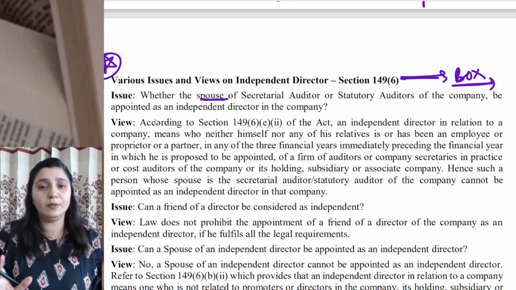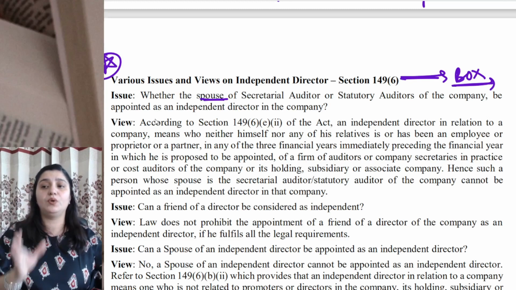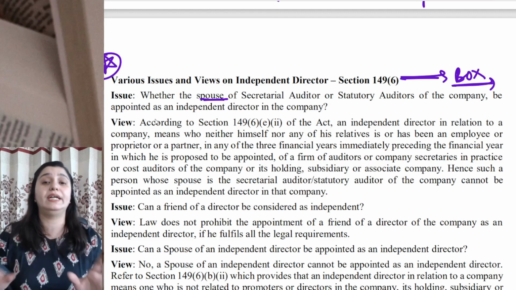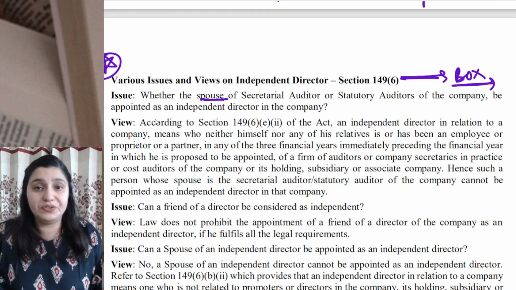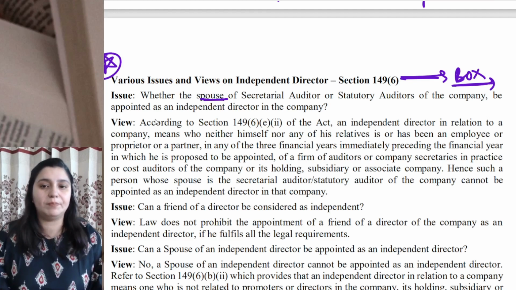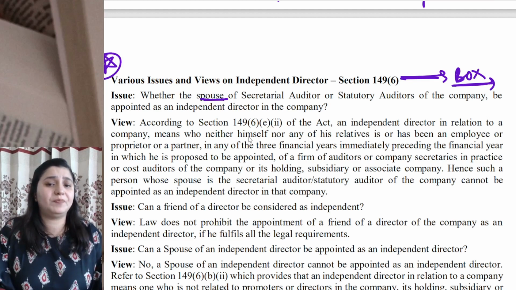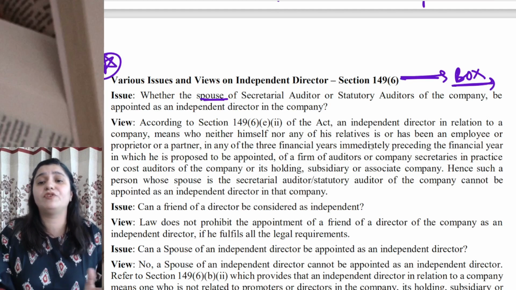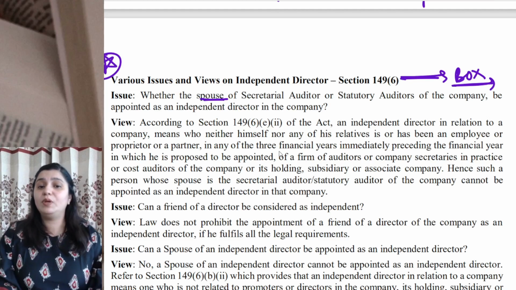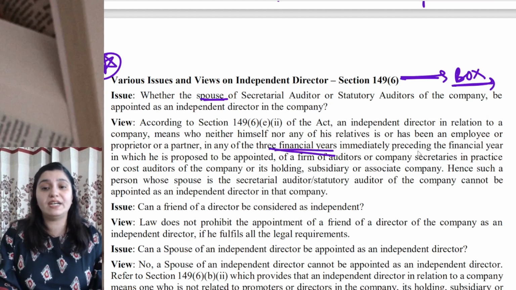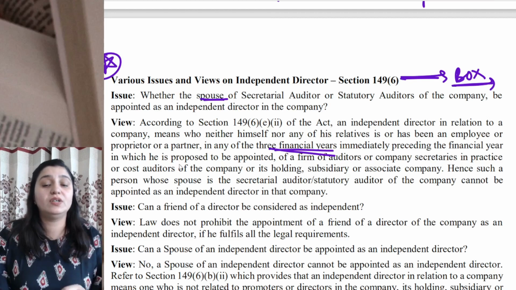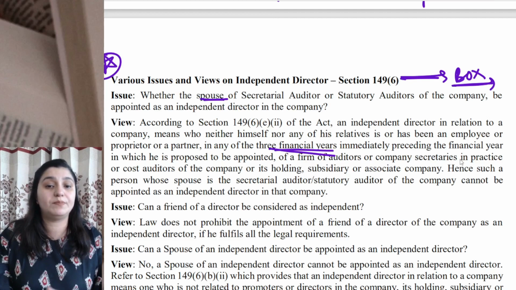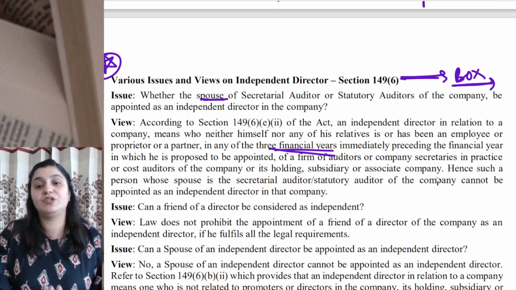So starting with the point of independent डायरेक्टर, as we all know, independent director means जो बिल्कुल independent है. He has no pecuniary or material interest in the company. Talking about a spouse, an independent director in relation to a company is a person who neither himself nor his relative nor his employee should be associated, for 3 financial years preceding the financial year in which he is proposed to be appointed, with a firm of auditors or company secretaries in practice or cost auditors of the company or its holding, subsidiary or associate.